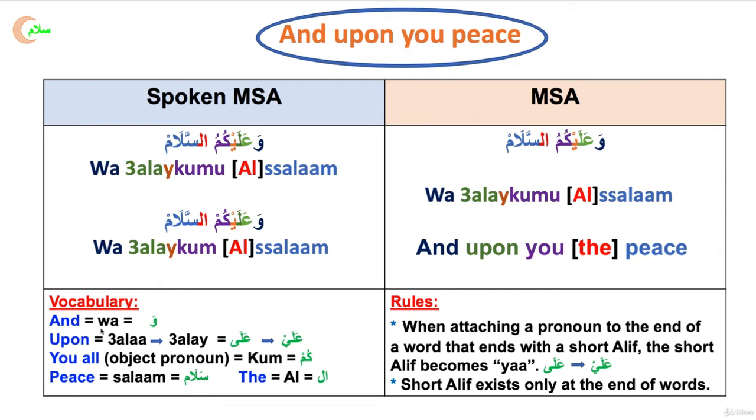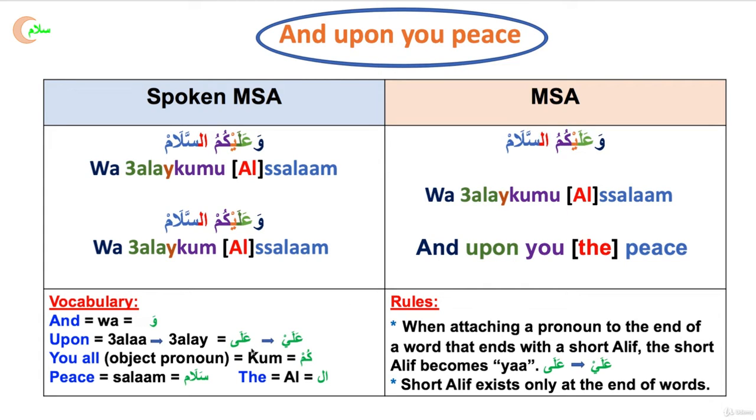So "and" is wa, and that's what we have here at the beginning of the sentence. And then we have "upon" is ala, and then we have "you" as an object pronoun, but for plural, you all, it's kum. Now in English, we say "upon you," and there are 2 different, separate words. However, in Arabic, the 2 words are attached.